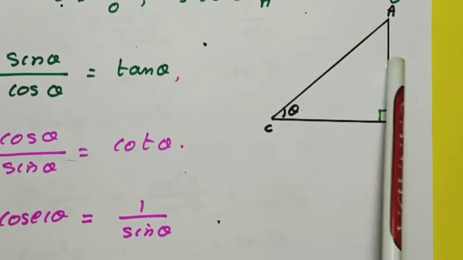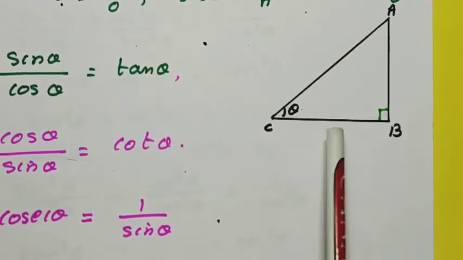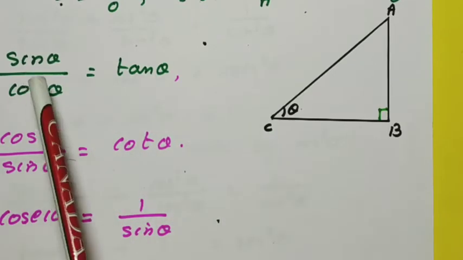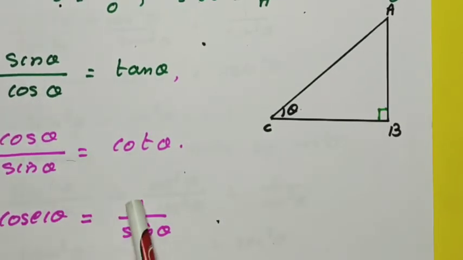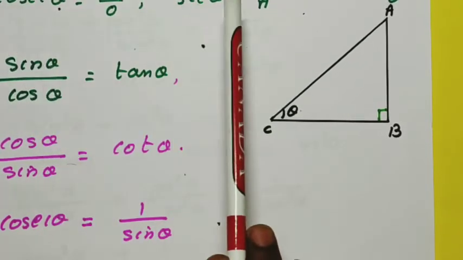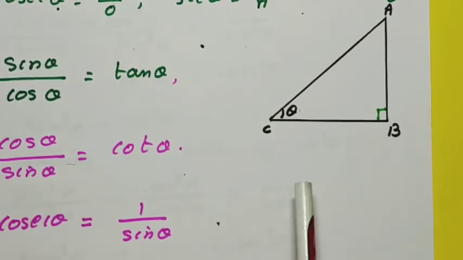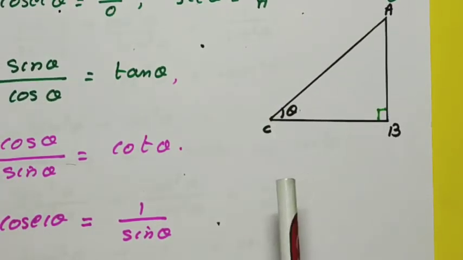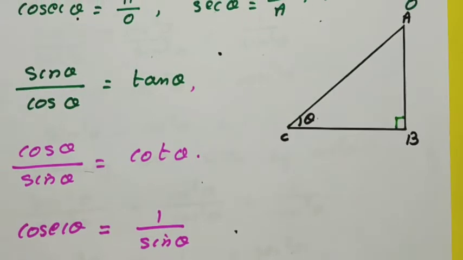Sometimes the lengths of the sides will be given, and you will be asked to find the ratio: sine theta, cos theta, tan theta, or cosec theta, sec theta, or cot theta, any one of these. So for this, that day I taught you one easy method.